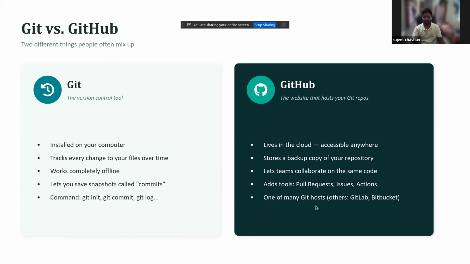So this I already told. This is one of the many Git hosts. You can have GitLab, Bitbucket, many different hosts. So this is the server side, and Git is the local side. If you have any doubts on this slide or the difference between Git and GitHub, you can ask.